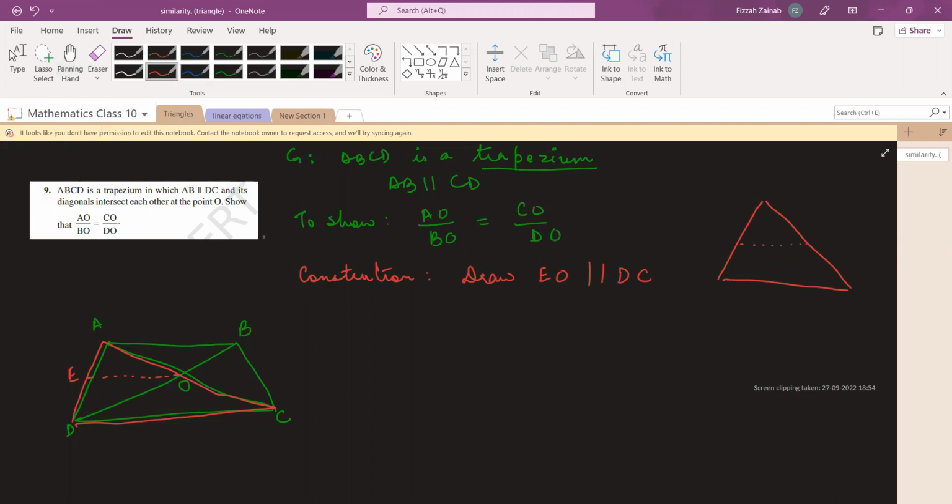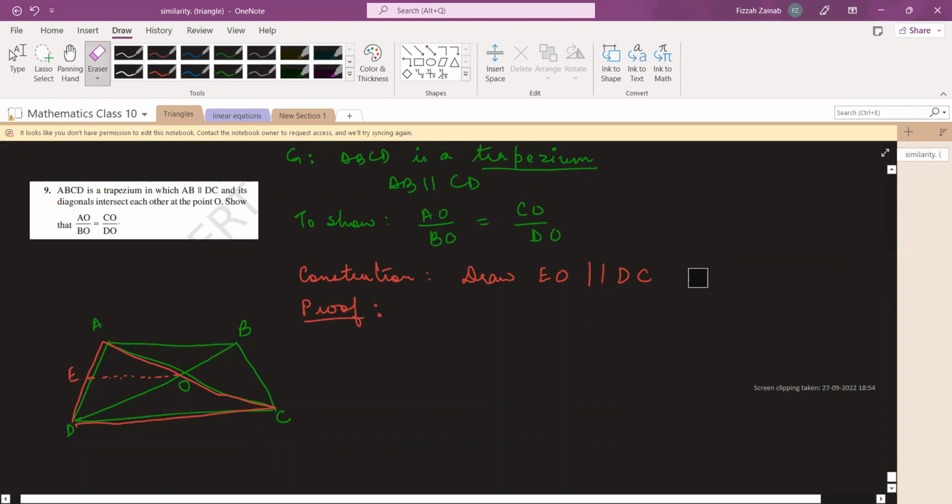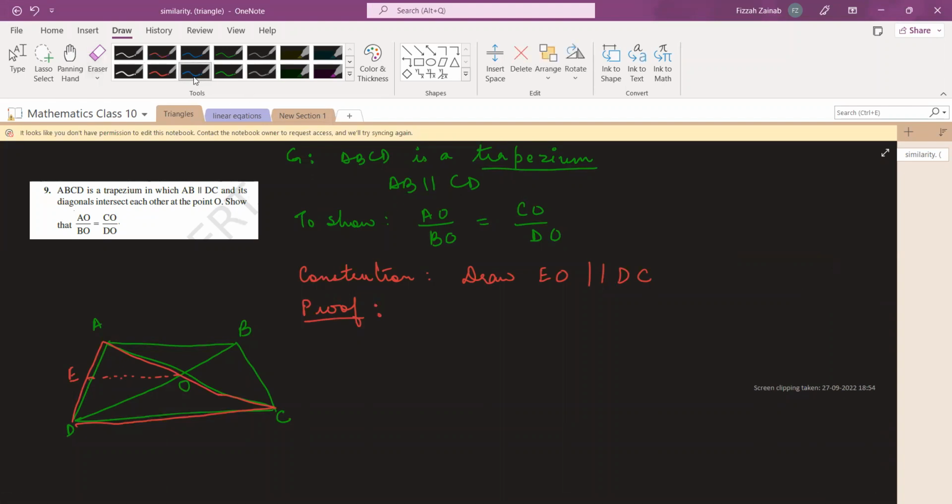Yes, okay. Let us do the proof now. So now I have a parallel line here, so I can think of using BPT this time, okay? First of all, we need to show, see, we have drawn EO only parallel to DC, right? But we also want to show that EO is parallel to AB also, right?